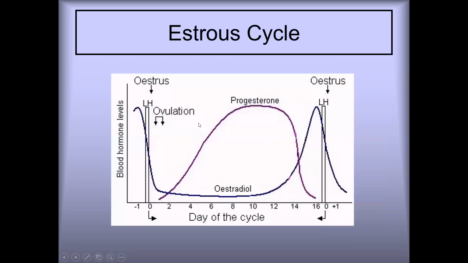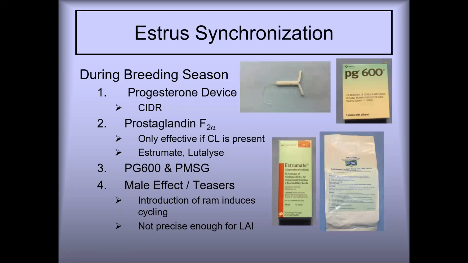So you can imagine if you give PGF2 alpha here in the middle of that hump, then the progesterone is going to drop sooner, back in here. The estrogen is going to go up. So that's called short cycling. You can actually help to control that cycle through the use of a prostaglandin product.